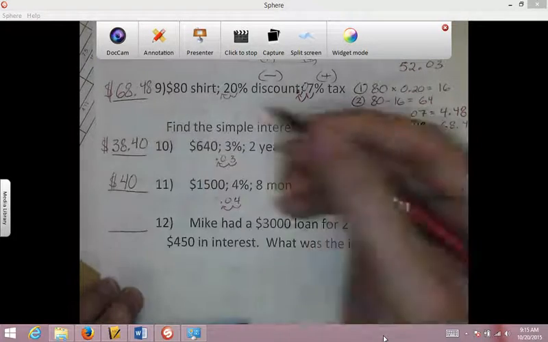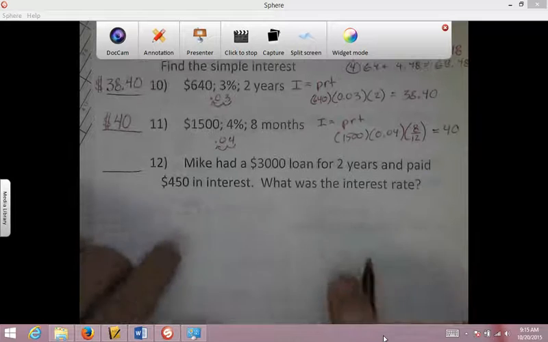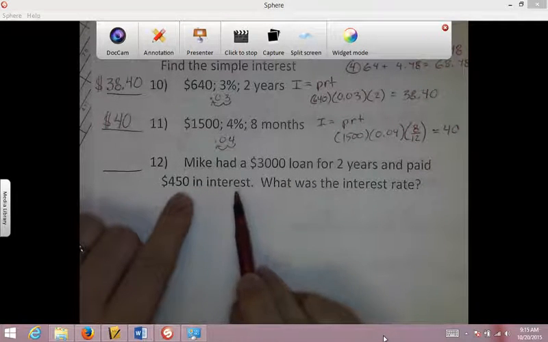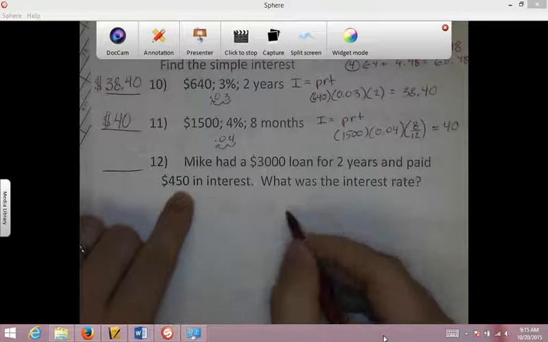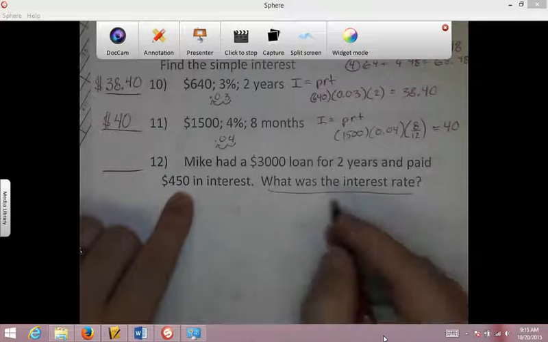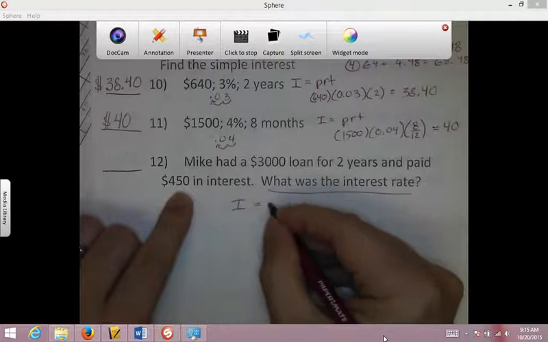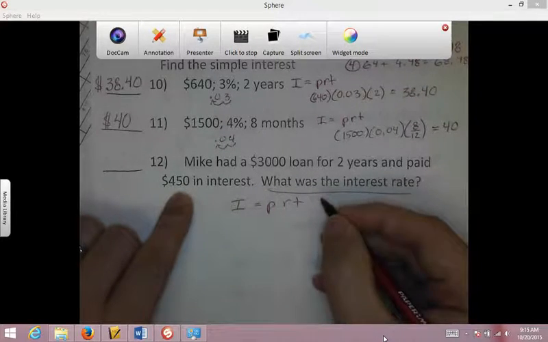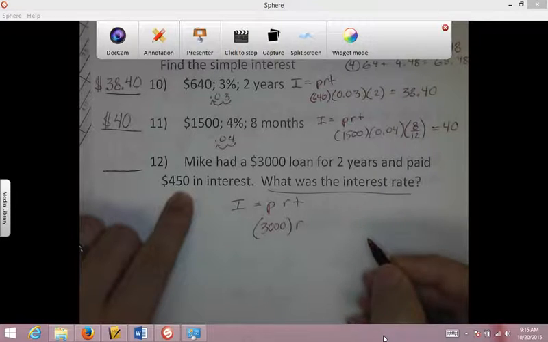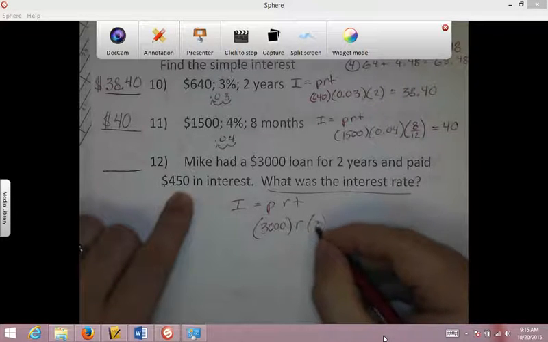Last question. Mike had a $3,000 loan for 2 years and paid $450 in interest. What was the interest rate? So they're telling you that we don't know the rate, that's what we need to figure out. So, the equation, I equals PRT. The principal, $3,000. The rate we don't know, so I'm going to leave that as R. The time was 2 years. The interest, they tell you, is $450.